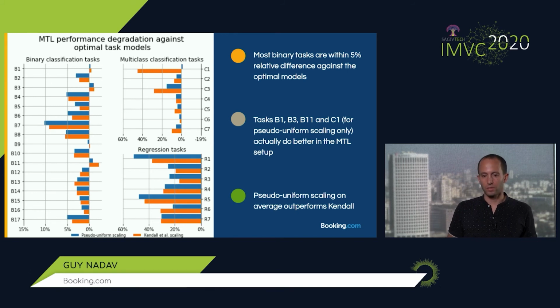We can see some binary and regression tasks in which the multitask learning approach actually did better than the optimal setting. This occurred in binary tasks like identifying whether the property has access to the beach or whether it has a sea view. We can also see that we have a multi-class task like C1 trying to predict what city the property belongs to. In general, we can see that the blue pseudo-uniform scaling, on average, outperformed Kendall's approach in our setting.